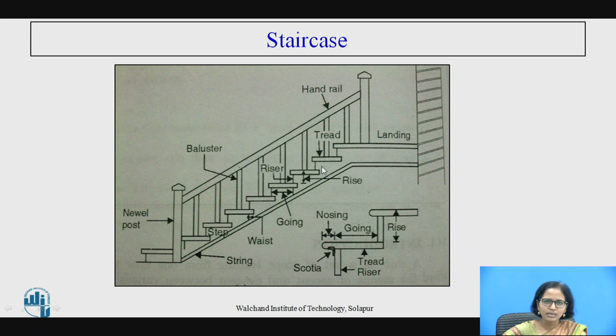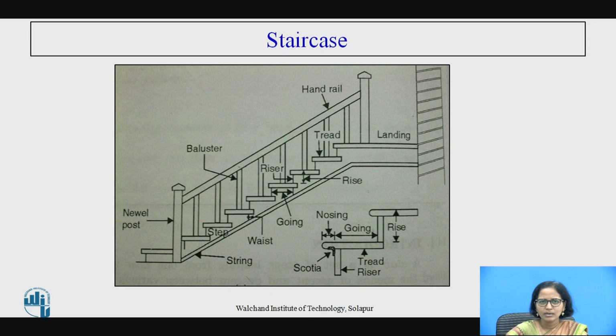Here you can see this is a single flight without any landings in the intermediate. After climbing the staircase you have a landing in this portion which reaches our destination, that is the ground, first floor, second floor and so on. A landing will be provided to reach the floor level. Next you have the going, that is the clear distance, and then the offset provided is called the nosing. So these are the technical terms used in the staircase.